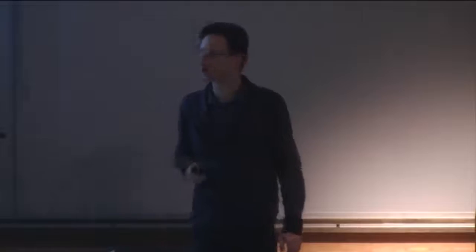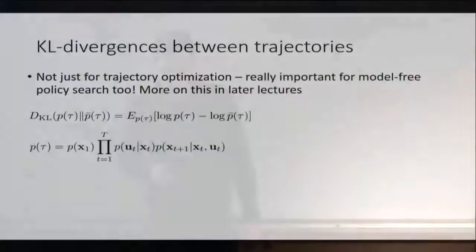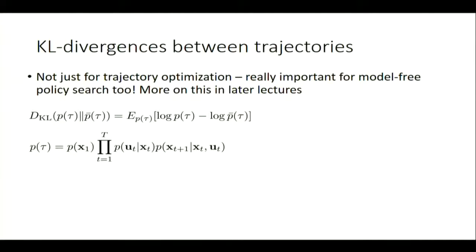So this is the definition of KL divergence. And this is, again, the definition of a trajectory distribution from the last slide. And what we're going to do is substitute. We're going to take this thing, and plug it in here.